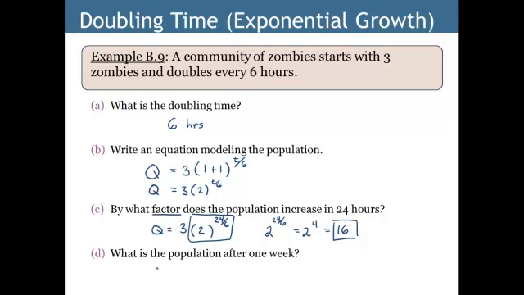And what is the population after 1 week? Well, use that same formula. 2 to the T over 6. What's my T? Well, 1 week is 7 days, but there's 24 hours in a day. That ends up being 168 hours. So we need to plug in 168 for T, because my T needs to be in hours. And I end up with a lot of zombies. 805,306,368. So these zombies sure do multiply, I tell you. So there you go.